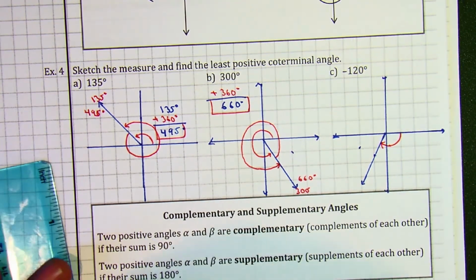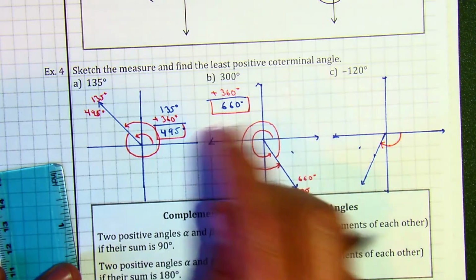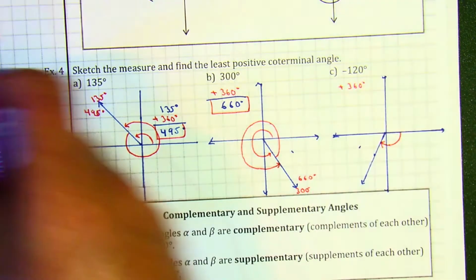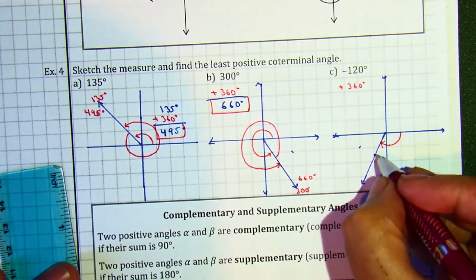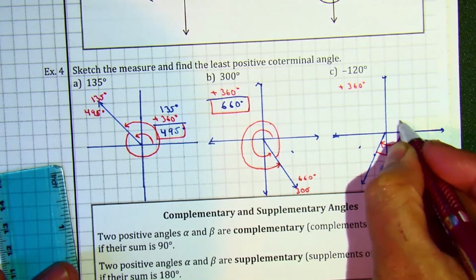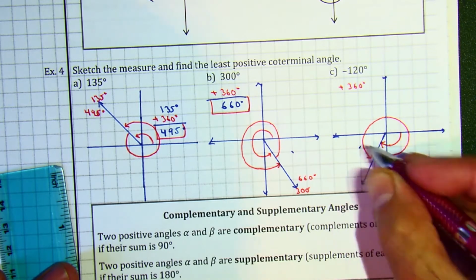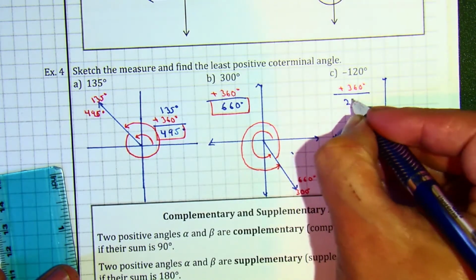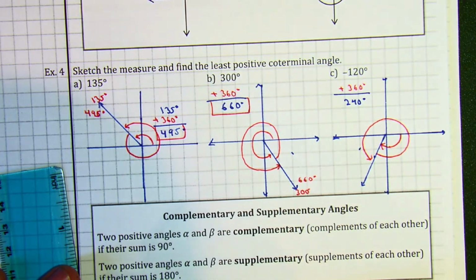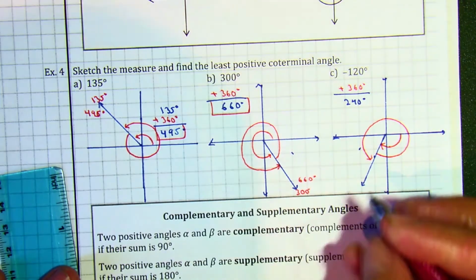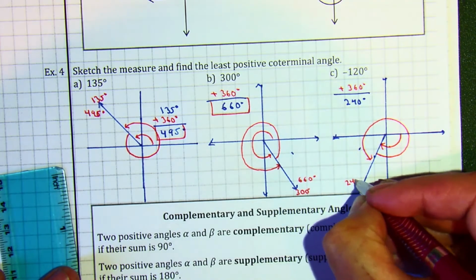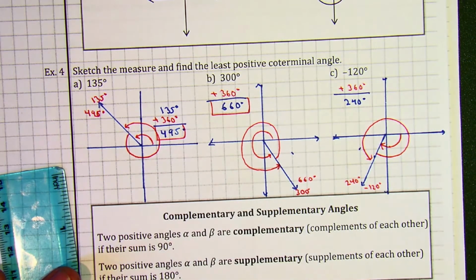Now, I need to find a positive coterminal angle, so I need to add 360 degrees. That means I'm going to be adding 360 degrees, and I'm going to land on the same location, and that'll give me positive 240 degrees. So this is negative 120 degrees, but 240 degrees will land exactly on the same location.